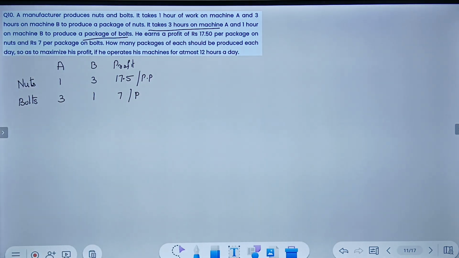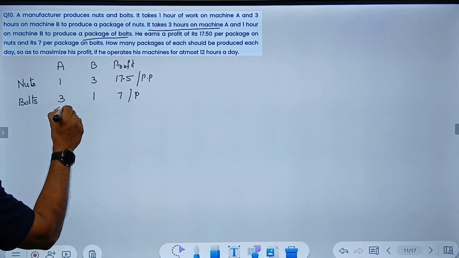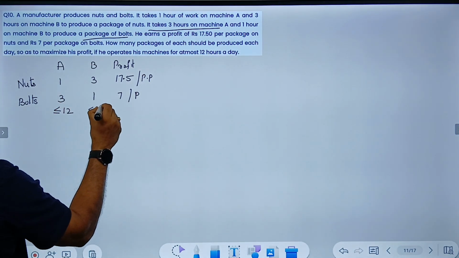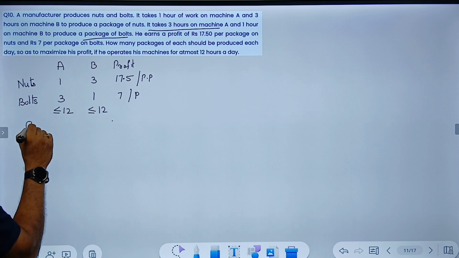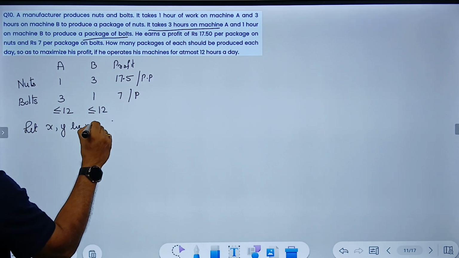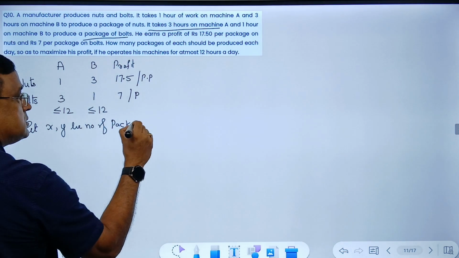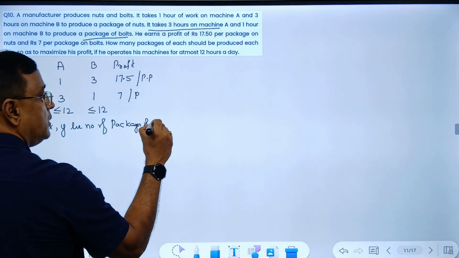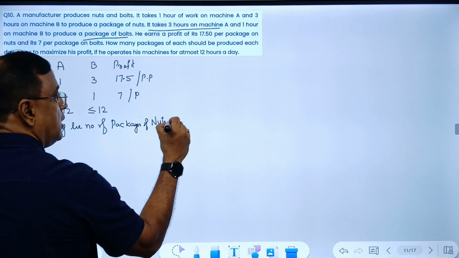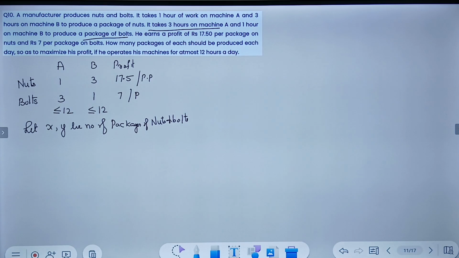So how many packages are required to maximize the profit if he operates the machine for at most 12 hours? So both the operations are operated for 12 hours. It does not operate more than that. So what you will do? Let X and Y be the number of packages of nuts and bolts.